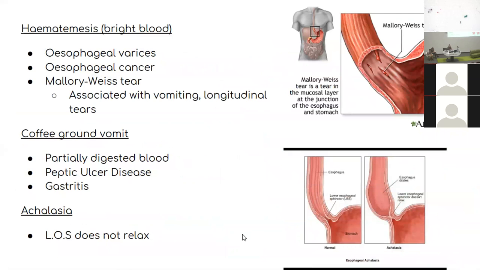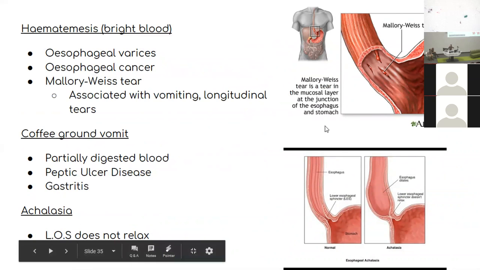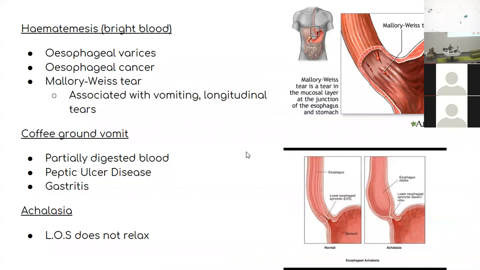Some other things, when you're vomiting up bright red blood, that can be due to esophageal varices. It could also be due to cancer or Mallory Weiss tears, which is associated with vomiting after a big night out, and you'll get these longitudinal tears. Something else, if you're vomiting up coffee ground vomit, very buzzword, it's that you've got partially digested blood that's being vomited up, and this partially digested blood could be coming from a peptic ulcer that's perforated, or if you've got chronic inflammation, gastritis.